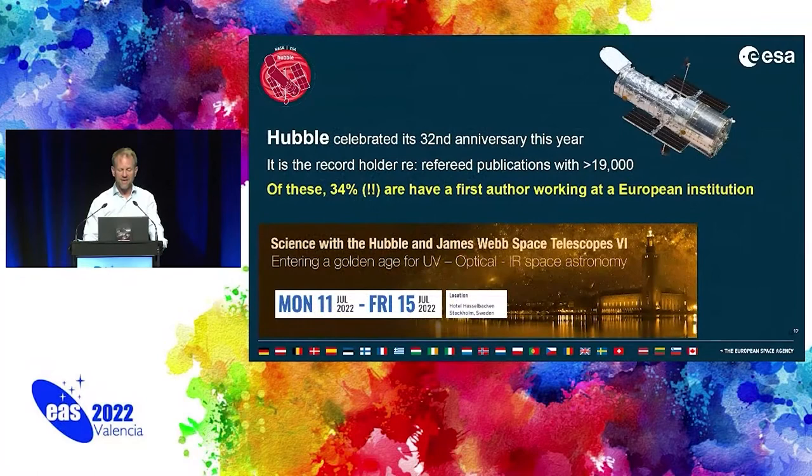Now, in astrophysics, Hubble is an evergreen. Just wanted to remind you that it just celebrated its 32nd anniversary. It's probably good to go for another few years, maybe not a decade, because eventually it's like a car that you never service. Now that we cannot reach it anymore, some components will just age. It's the record holder of publications, so the refereed publications based on Hubble are now close to 20,000. But the fantastic thing is that 34% of these are by Europeans, I mean, with first authors working at a European institution. So this partnership with NASA was really worth it.